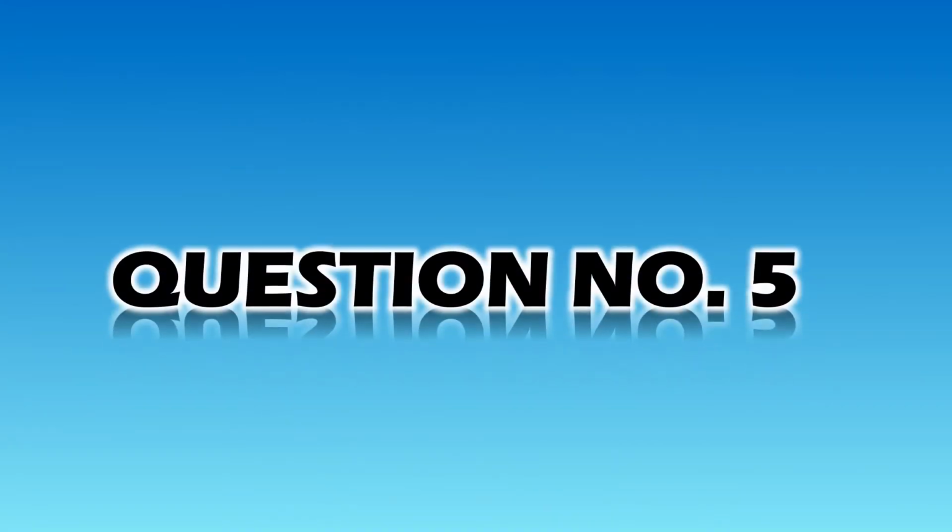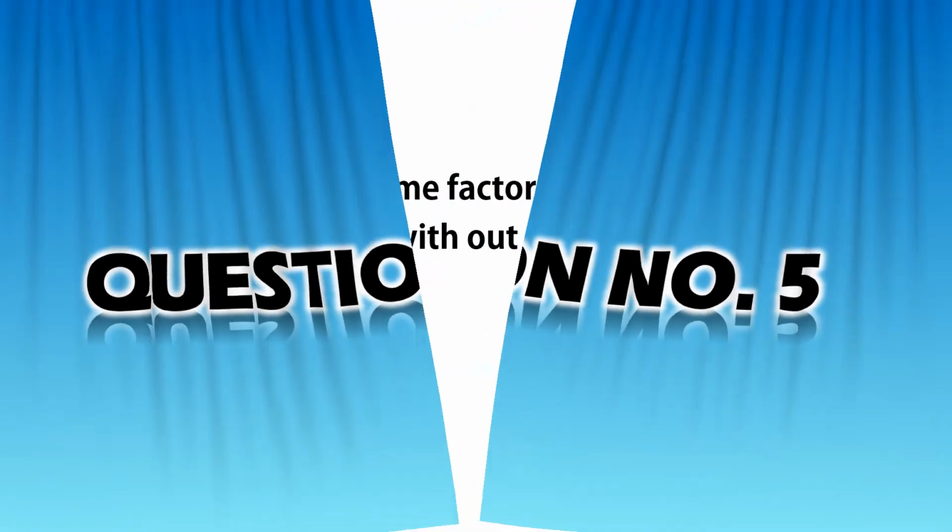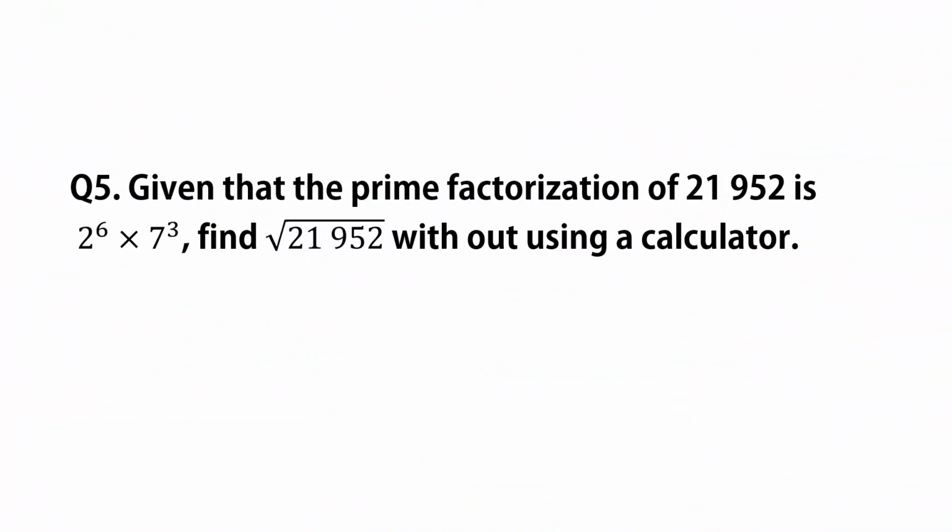Question number 5. Given that the prime factorization of 21,952 is 2 exponent 6 multiplied by 7 exponent 3, find the cube root of 21,952 without using a calculator.